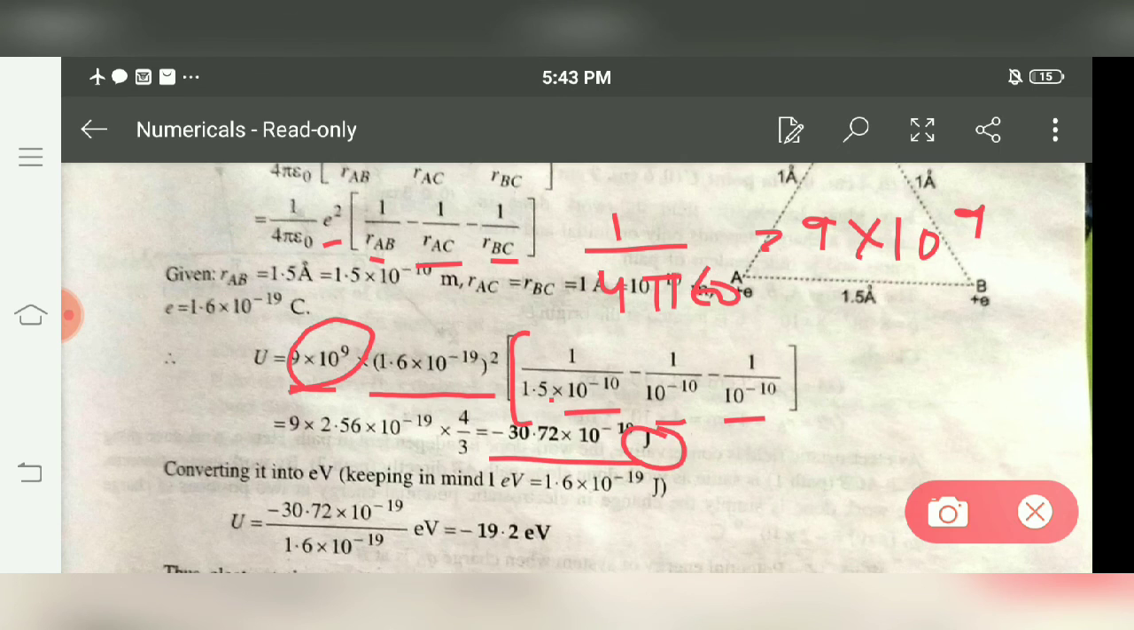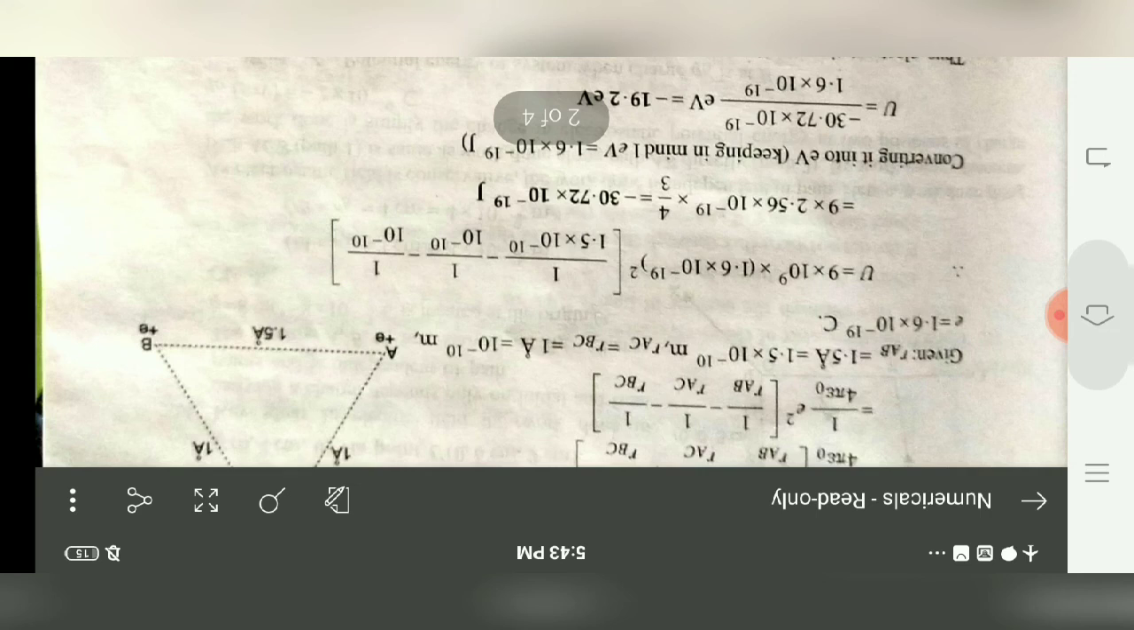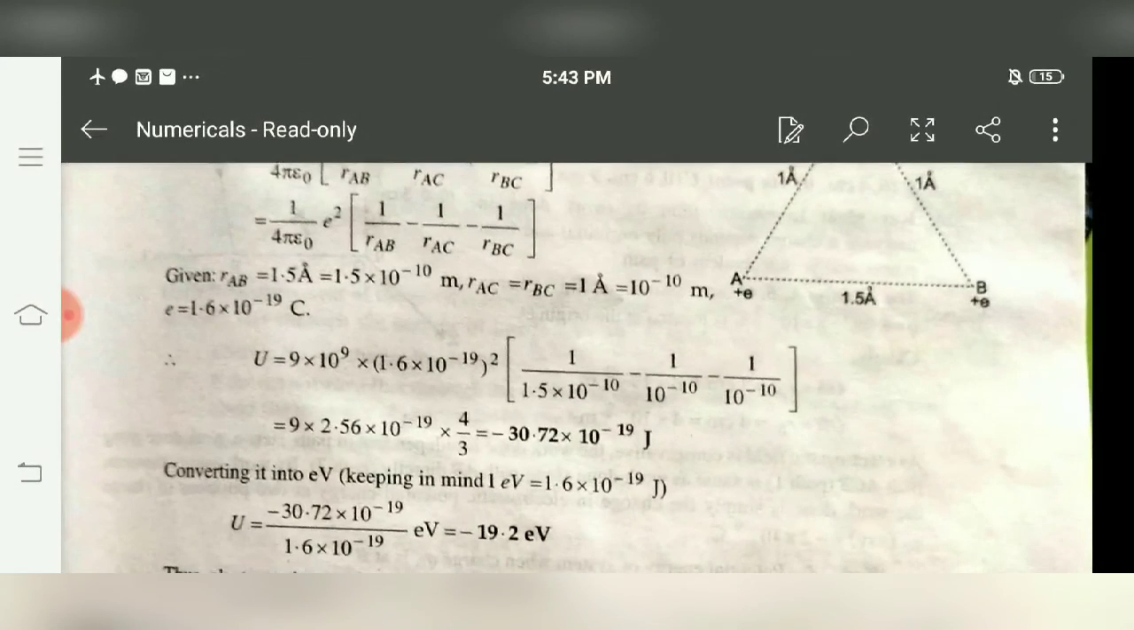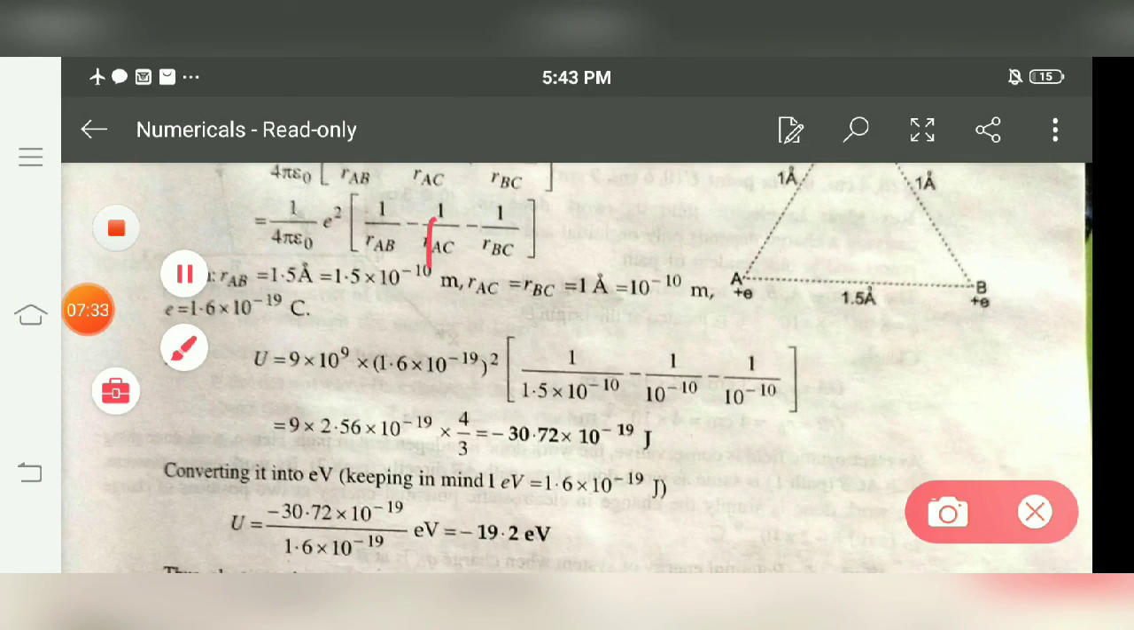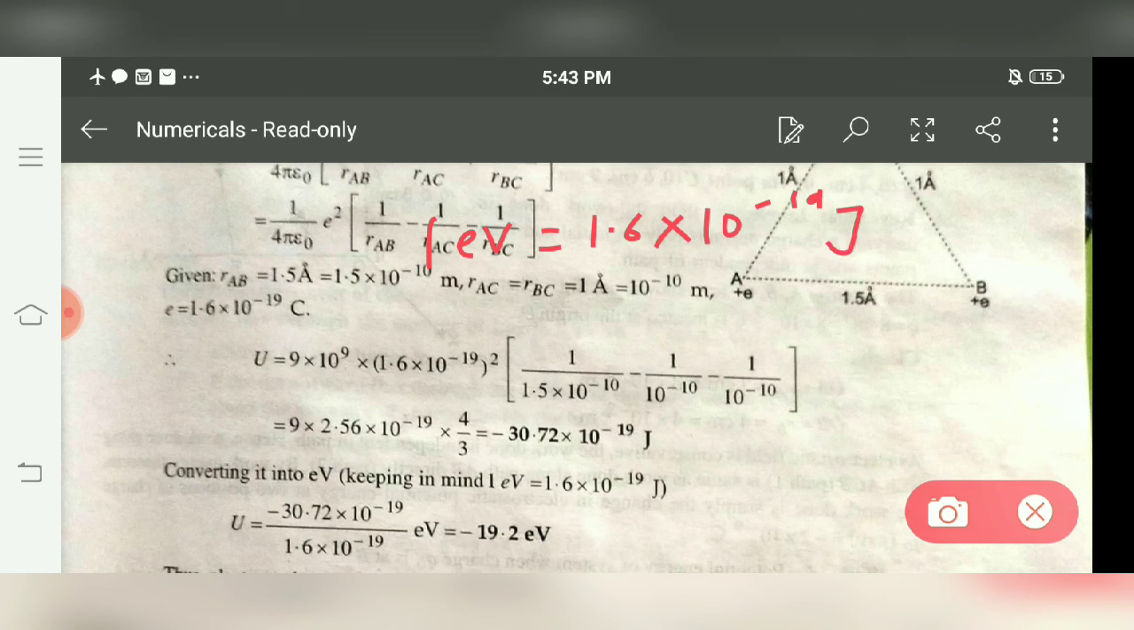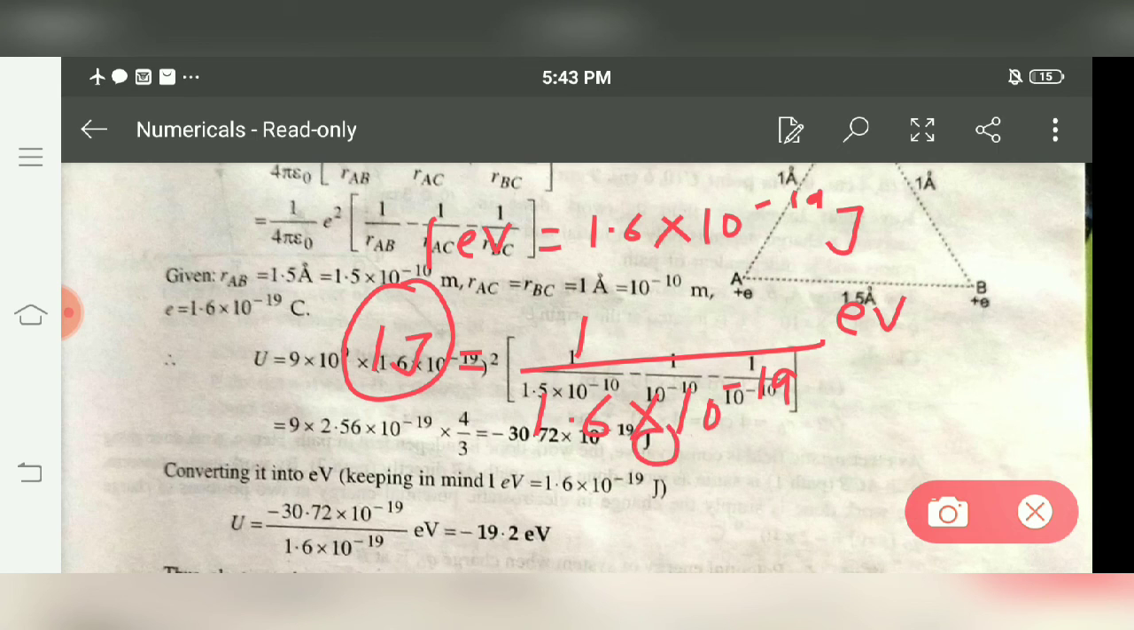This is in joule. We have to convert every form of energy into electron volt, and 1 electron volt is equal to 1.6 × 10^-19 joule. So 1 joule is equal to 1/(1.6 × 10^-19) electron volt. So when I replace this value, I get this upon 1.6 × 10^-19, and the system gets converted into electron volt.